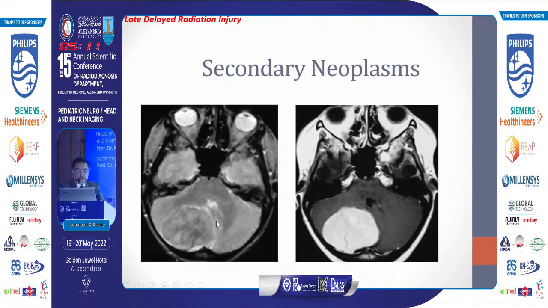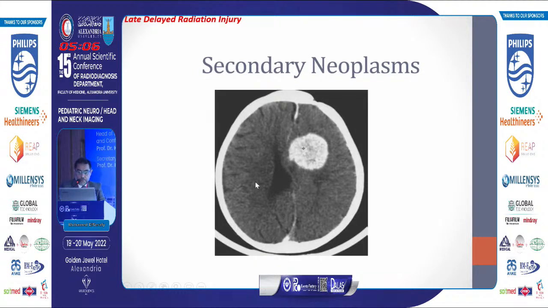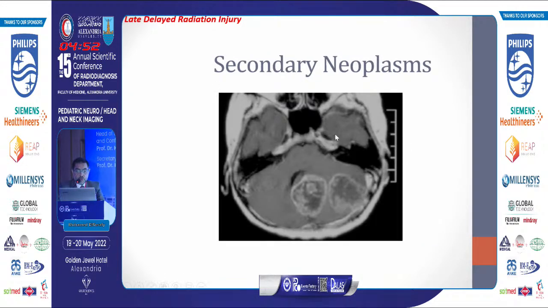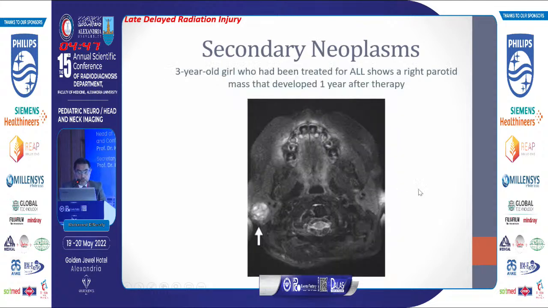This is a case of secondary meningioma following radiation. Another meningioma, a parafalcine meningioma, following irradiation. High-grade glioma in a 13-year-old girl treated for acute lymphocytic leukemia, and another case of high-grade cerebellar glioma following chemotherapy. In this 3-year-old girl who has been treated for ALL, there is a right parotid neoplasm that was proved to be low-grade carcinoma following irradiation.